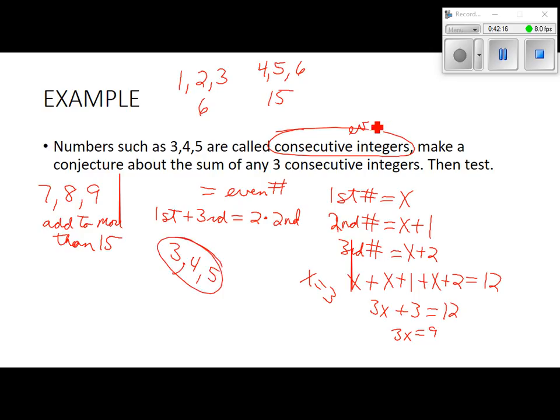What if they said this? Consecutive even integers. How would that change it? It wouldn't be 3, 4, 5, right? Consecutive even integers would mean that you don't want 3, 4, 5. You want like 4, 6, 8. You want to skip a number in there. What if it said consecutive odd integers? 3, 5, 7, 9, and so on and so on.